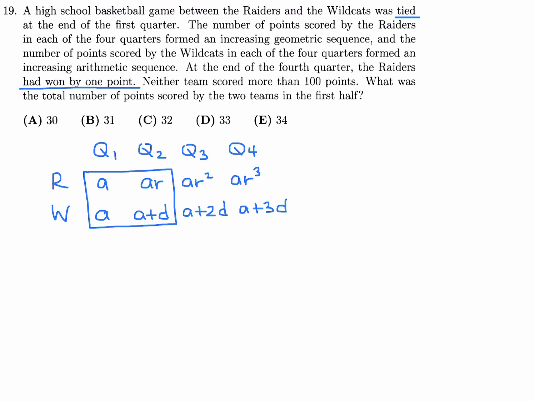Okay, so this sentence is what we have to concentrate on. At the end of the fourth quarter, the Raiders had won by 1 point. So that means that if you add up all the scores at the end of the fourth quarter, the Raiders win by 1. So this is 1 more than the total of the Wildcats score. So A plus 2D, A plus 3D, and then a final 1 at the end.